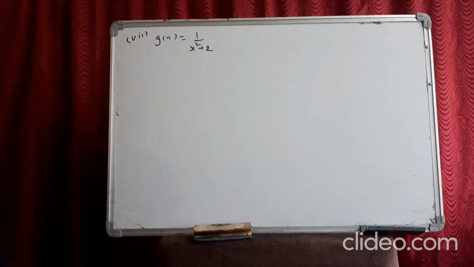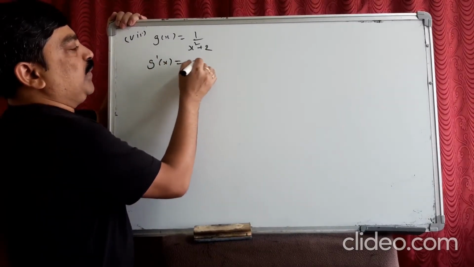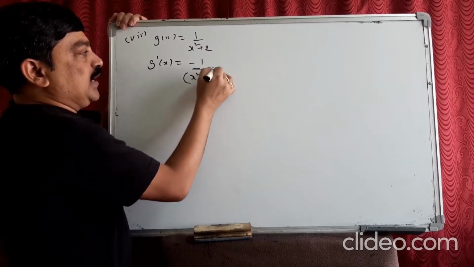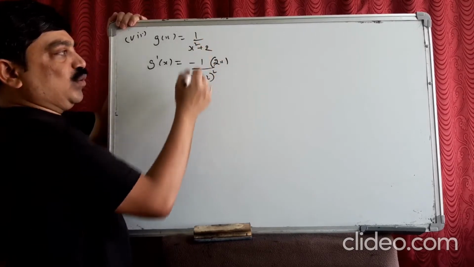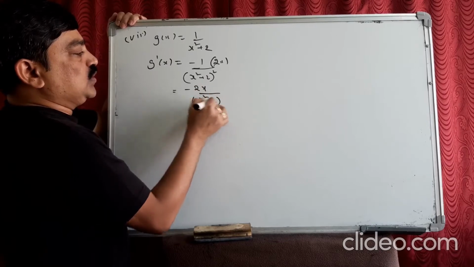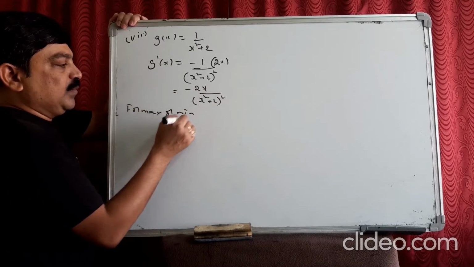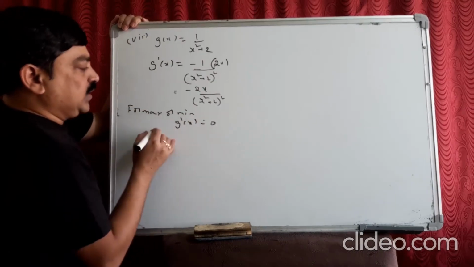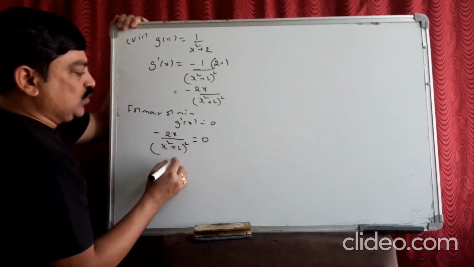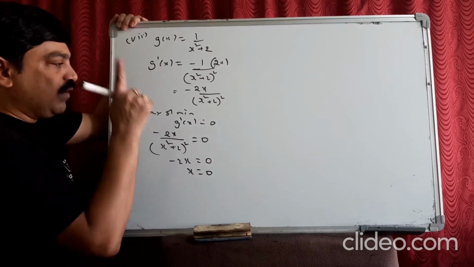Same process we do for this also. First find the derivative. g dash of x: we treat it as 1 by x. Derivative of 1 by x is minus 1 by x square into derivative, chain rule. So it becomes minus 2x by x square plus 2 whole square. Now, for maximum or minimum, g dash of x equal to 0. That means minus 2x by x square plus 2 whole square is equal to 0. Cross multiply, minus 2x is 0. x equal to 0.